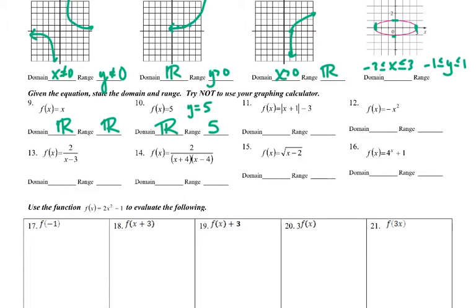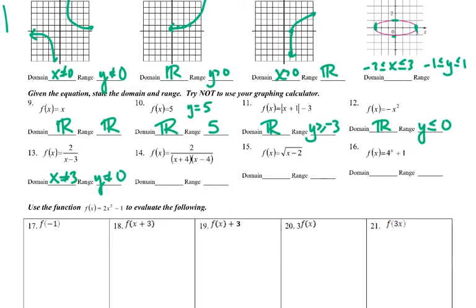Here this is going to go left 1, down 3, so the range is greater than or equal to -3. Negative x squared, of course the domain is all real numbers, but the range is less than or equal to 0. Here with the rational, we see that the x is not allowed to be 3, and then the y is not allowed to be 0.